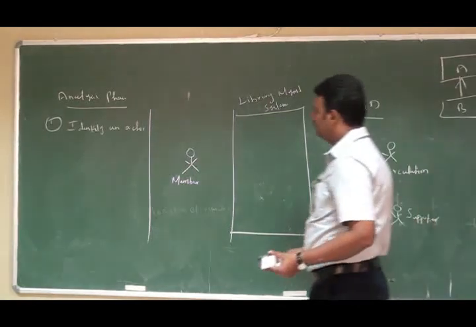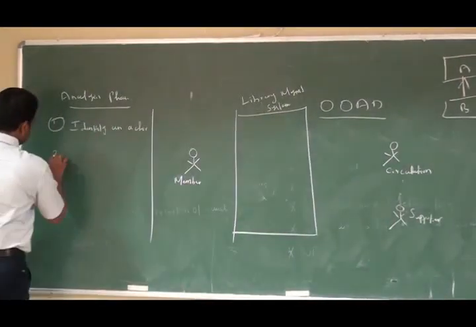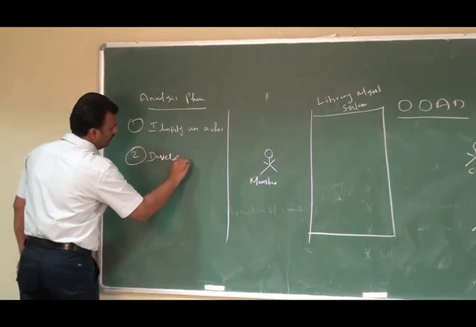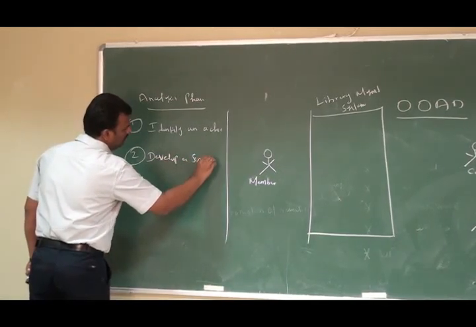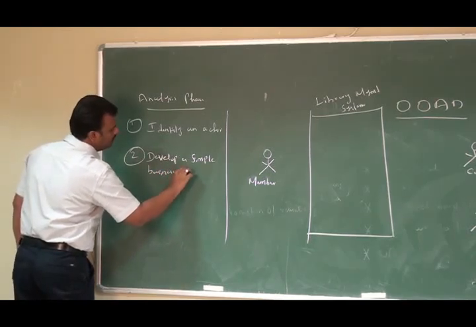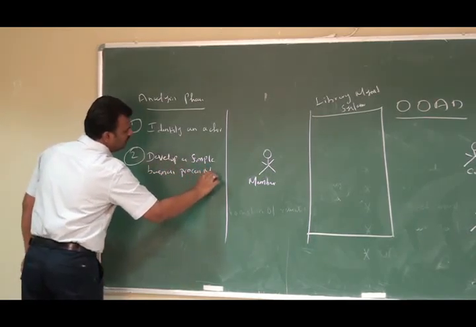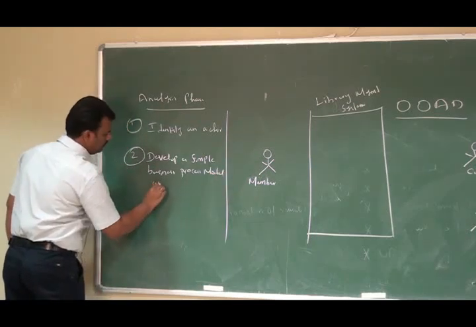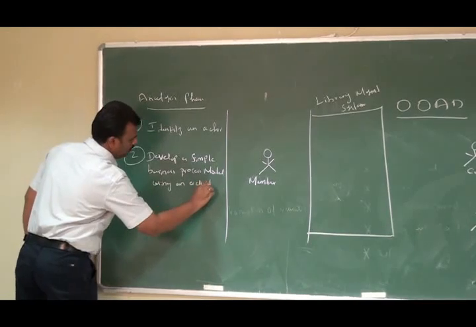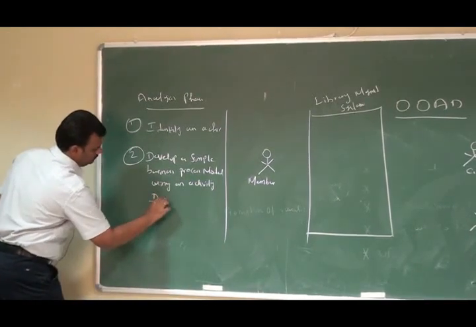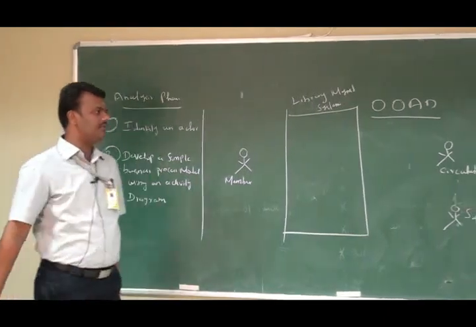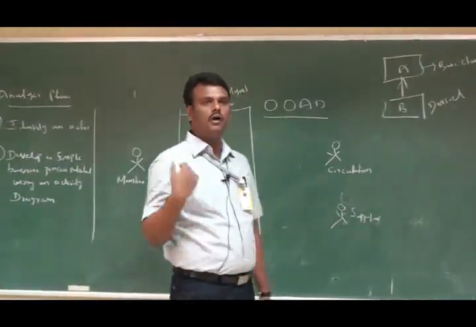The next one, develop a simple business process model using an activity diagram. What do you mean by activity diagram? The activity diagram shows what activities are going on inside the system.